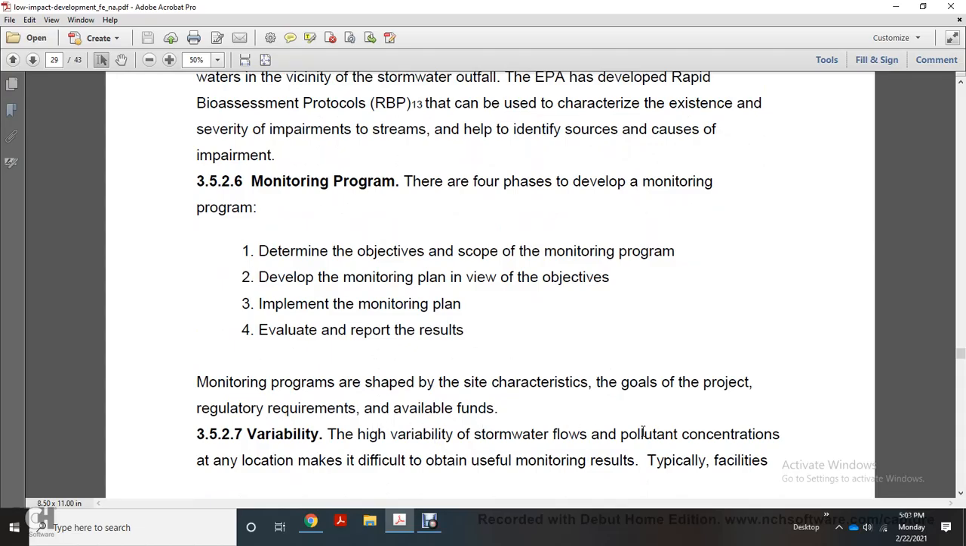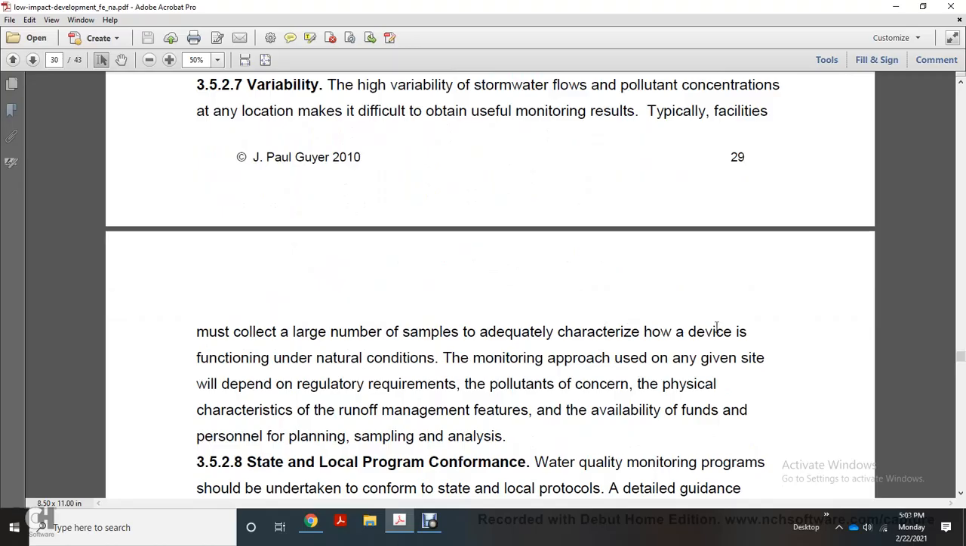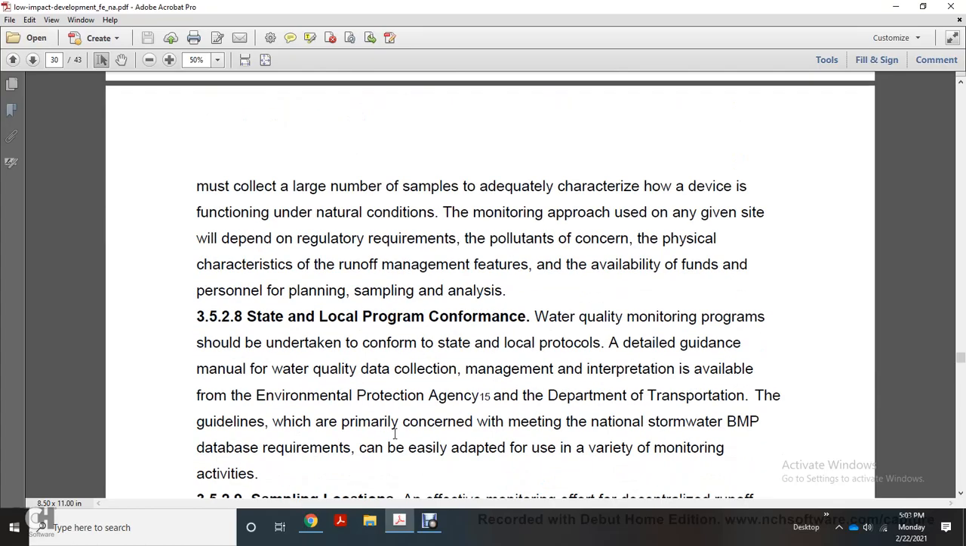Variability. High variability of stormwater flows and pollutant concentrations within any location makes it difficult to obtain useful monitoring results. Monitoring of typical facilities must collect a large number of samples to adequately characterize how the device functions under natural conditions. The monitoring approach at any given site depends on the regulatory requirements, the pollutants of concern, the physical character of the runoff management features, and availability of funds and personnel for planning, sampling, and analysis.